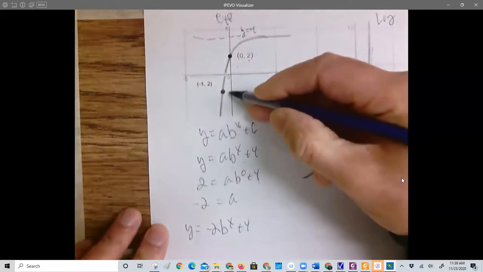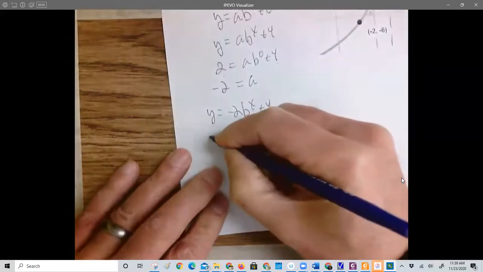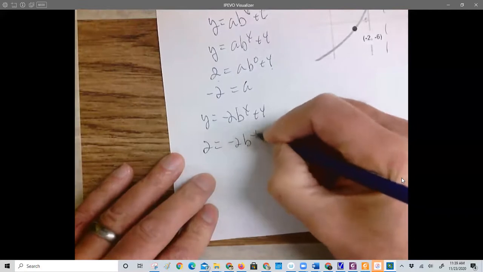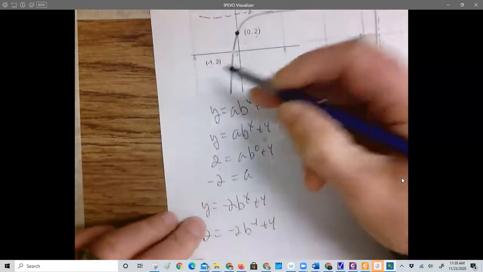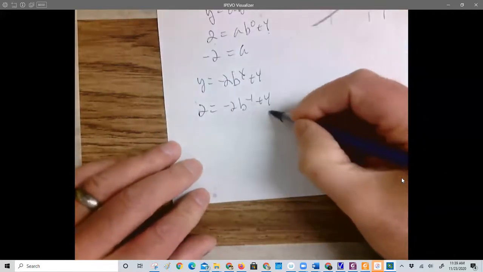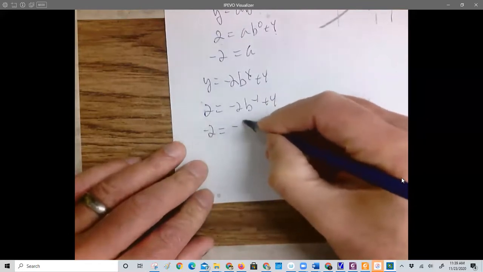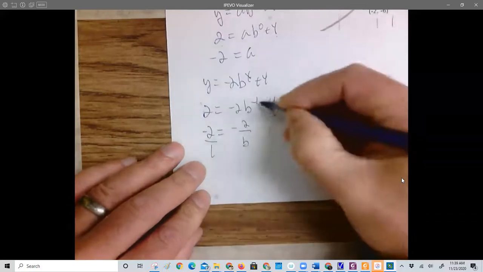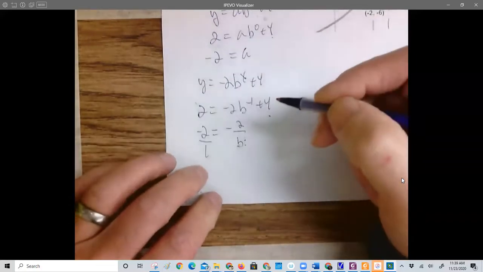And now I'll pick the other point that I gave you, (-1, 2). So 2 equals -2 times b to the -1 plus 4. You see, I replaced the x and the y with the -1 and the 2. Now I'm going to solve this for b. I'll subtract 4. And then, oh, that negative exponent's bothering me, so I'm going to write it as a positive exponent by taking the reciprocal, kicking it downstairs. And now we'll do the cross products.